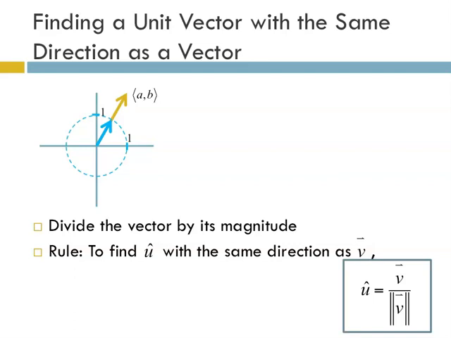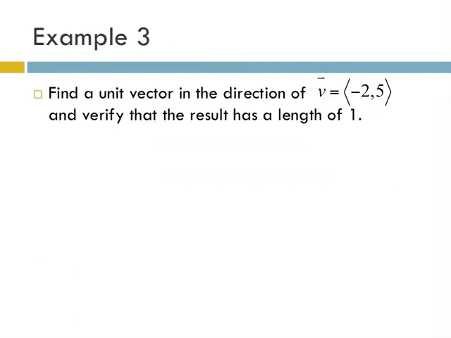Okay, so we have talked about how you find the magnitude of a vector. So we just need to recall that and use that to divide the vector components each by that magnitude. So we'll do an example so you can see exactly how this works. All right, find a unit vector in the direction of vector v, which has components -2, 5, and verify that the result has a length of 1. So basically, find a unit vector, and then once you've done that, just check your work and make sure that it is in fact a unit vector.